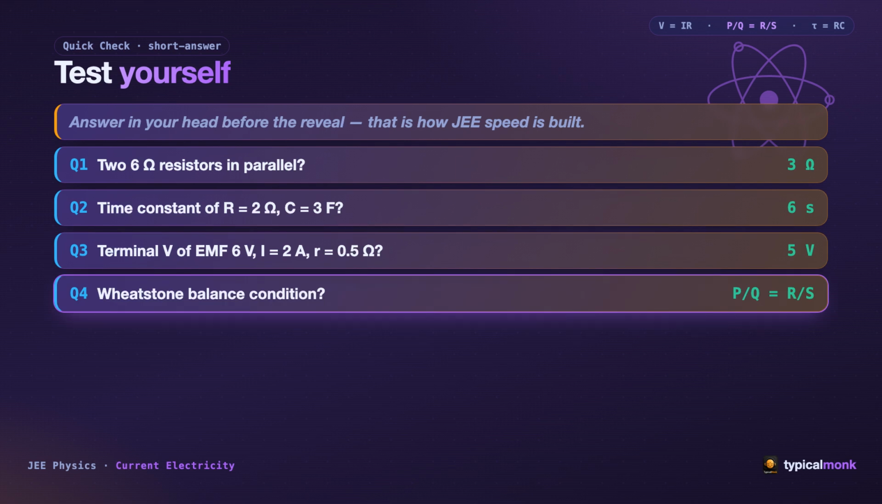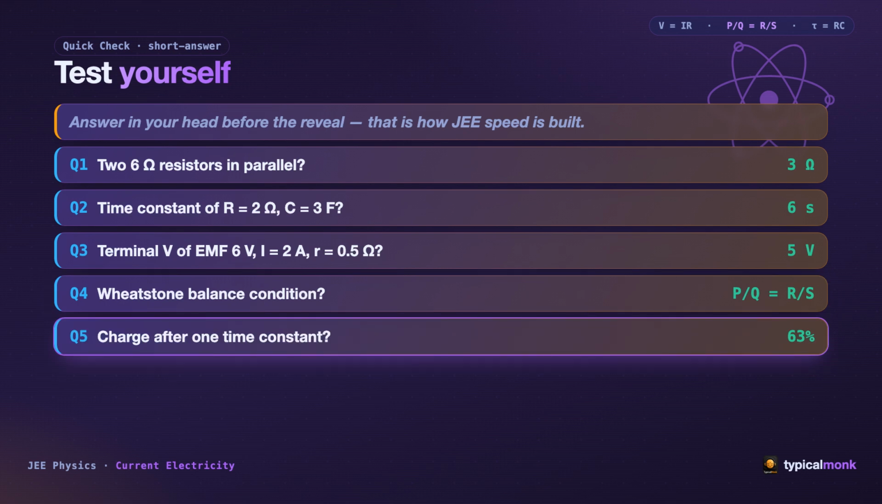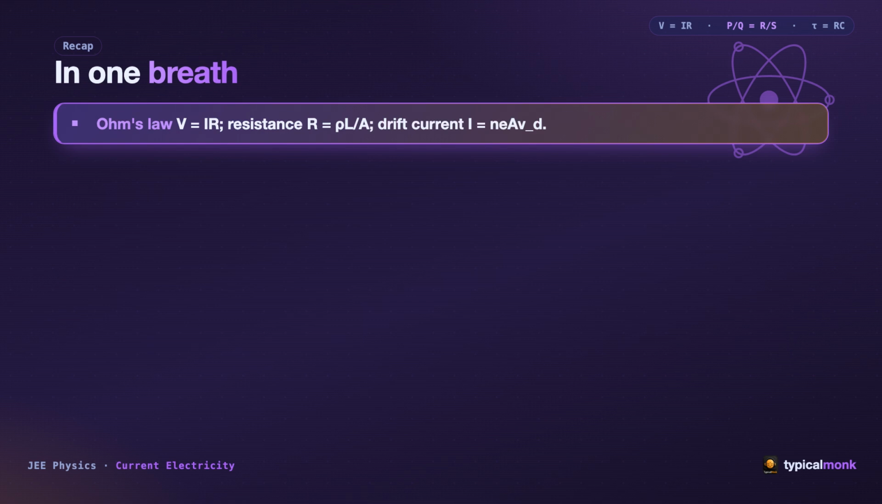Question 4. The Wheatstone balance condition. P over Q equals R over S. And question 5. The charge after one time constant as a fraction of the final. 63%. Let us gather it all in one breath.